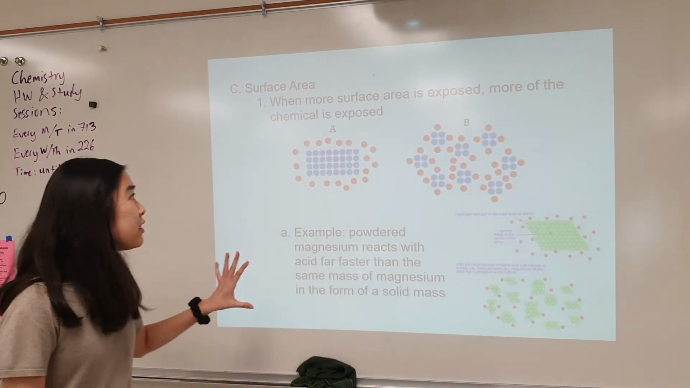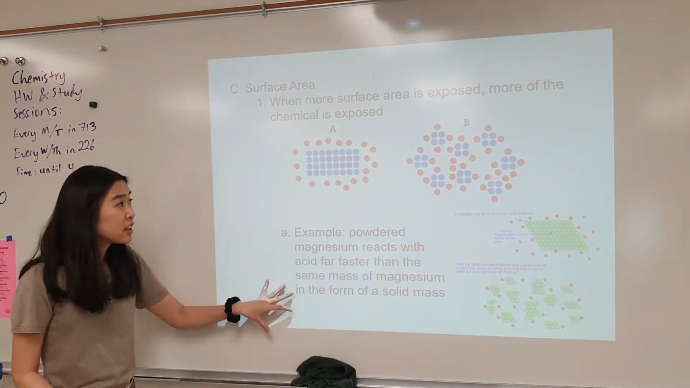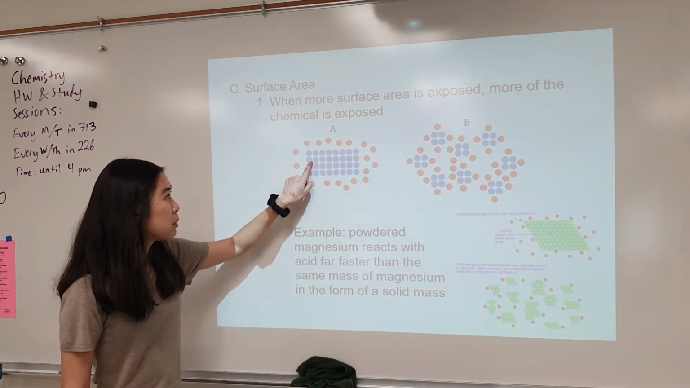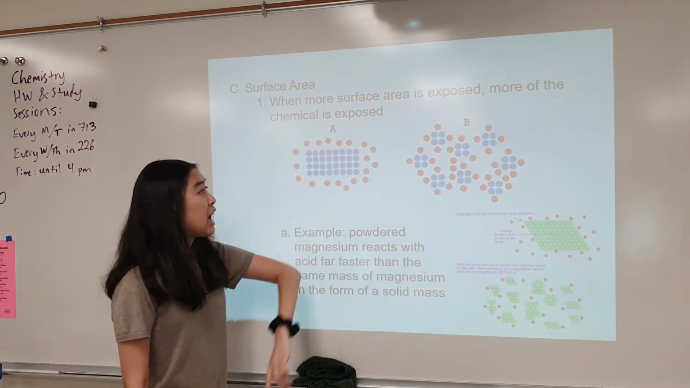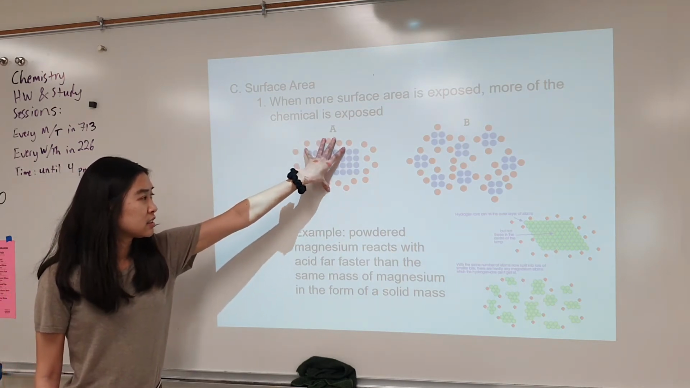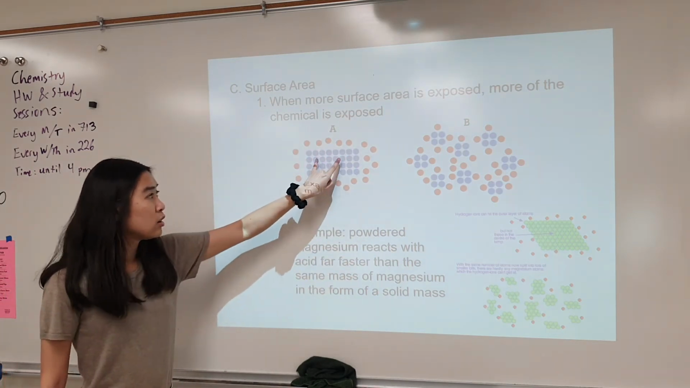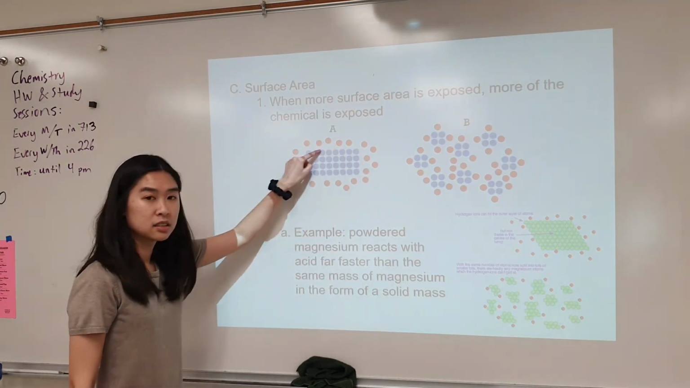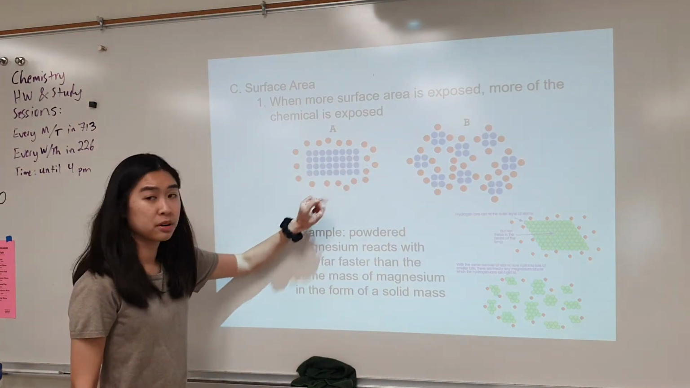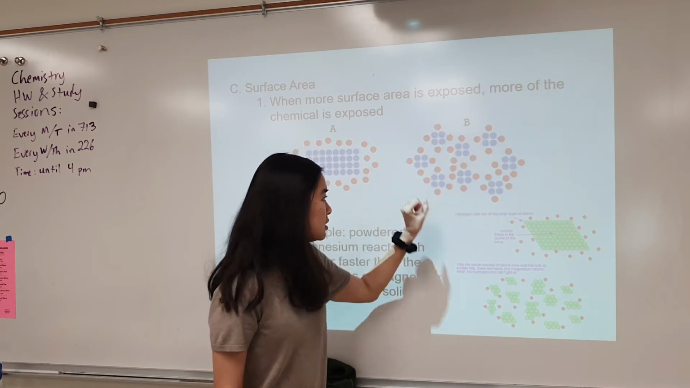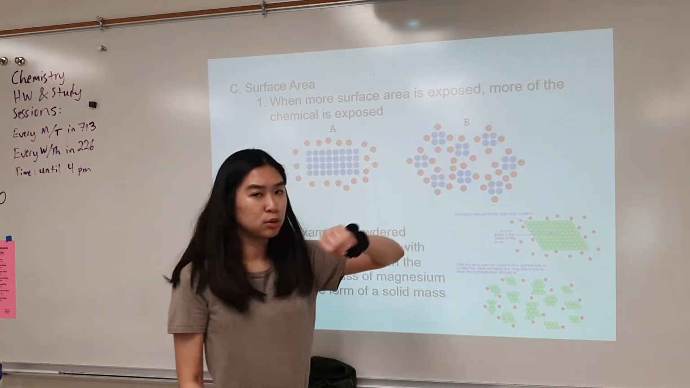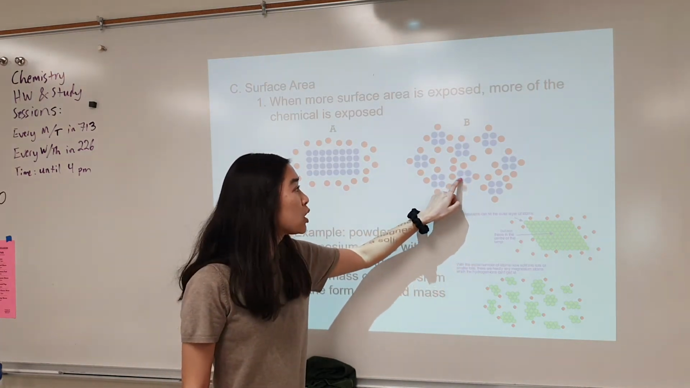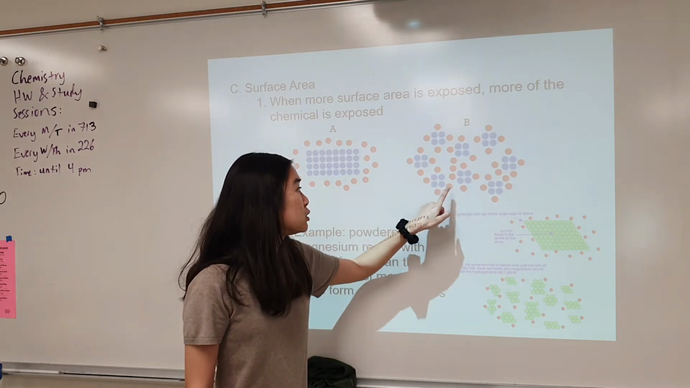Okay. Another factor that affects reaction rate is surface area. So these are two scenarios, both of them where the blue particles are reacting with the red particles. However, in this first situation, all of the blue particles are put together in a block. So there's less surface area because there are less blue particles exposed to the red particles. Whereas in this situation, because the blue particles are separated, there's more surface area because more of the blue particles are exposed to the red particles.